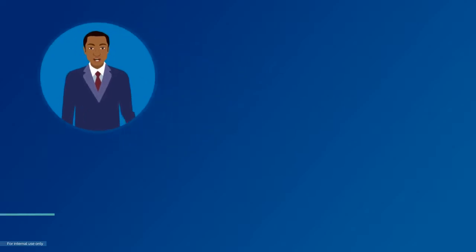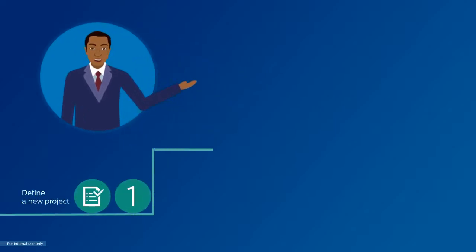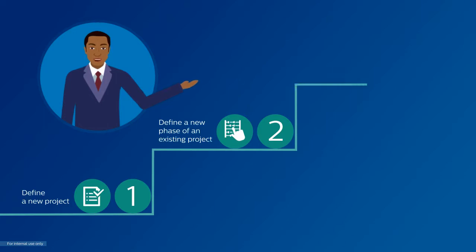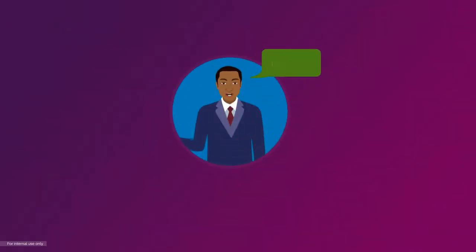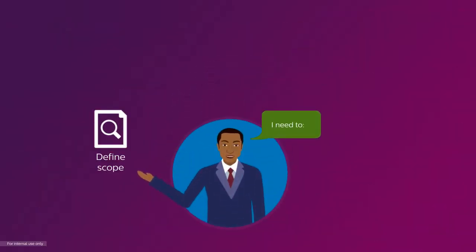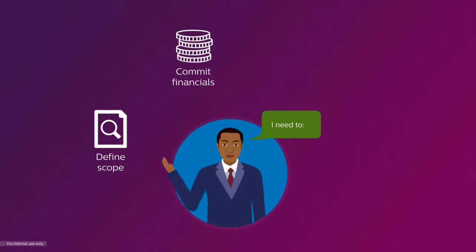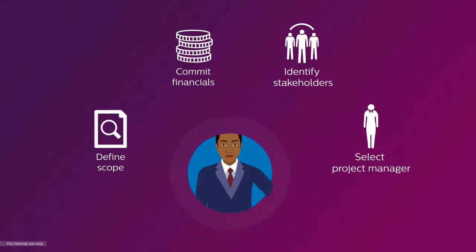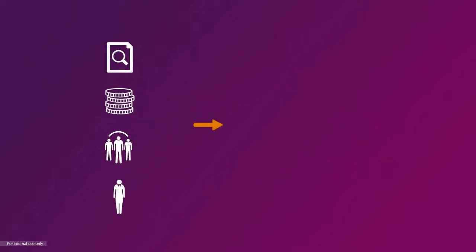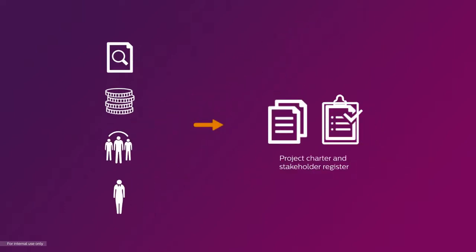It also allows me to define a new project or a new phase of an existing project, which helps obtain authorization to start the project. Within the initiating process, I define the scope and commit the initial financials. I identify internal and external stakeholders who will influence the project. If not already identified, the project manager is selected at this stage. I capture this information in the project charter and stakeholder register.